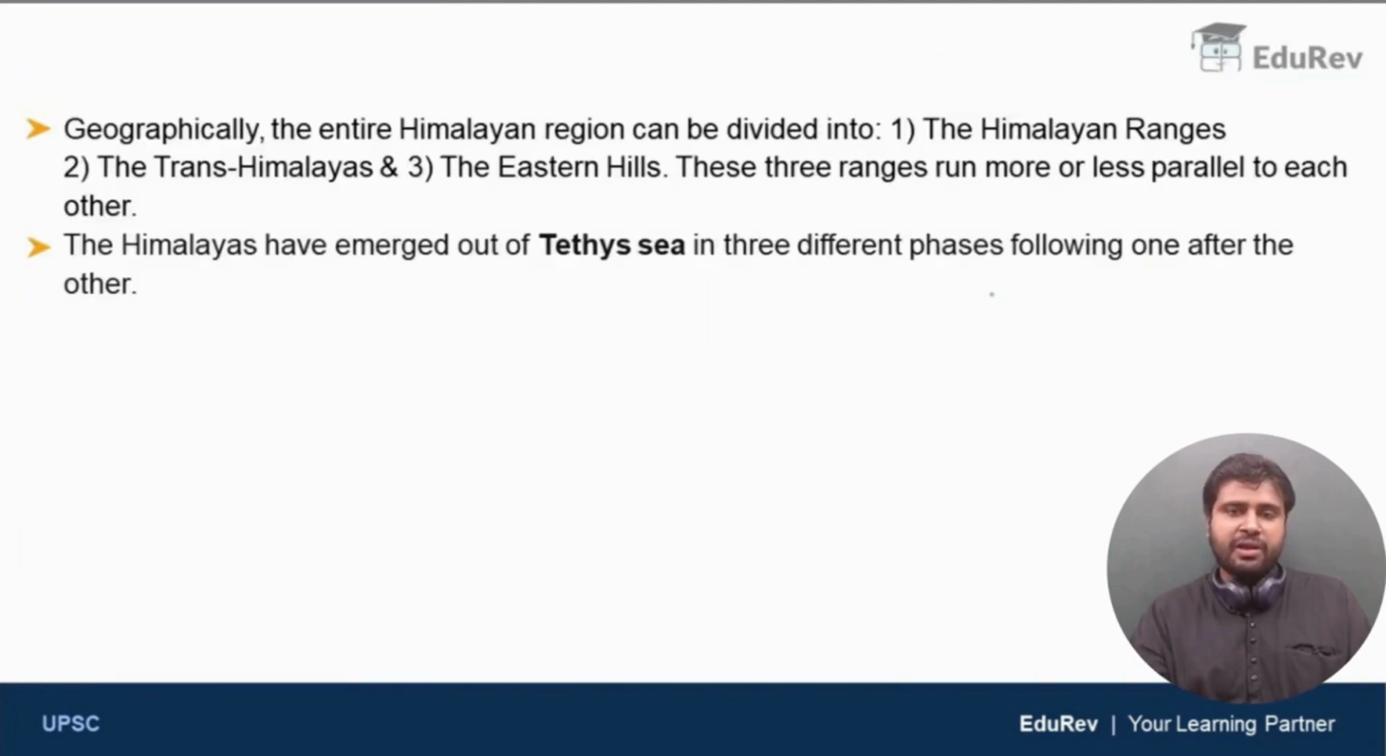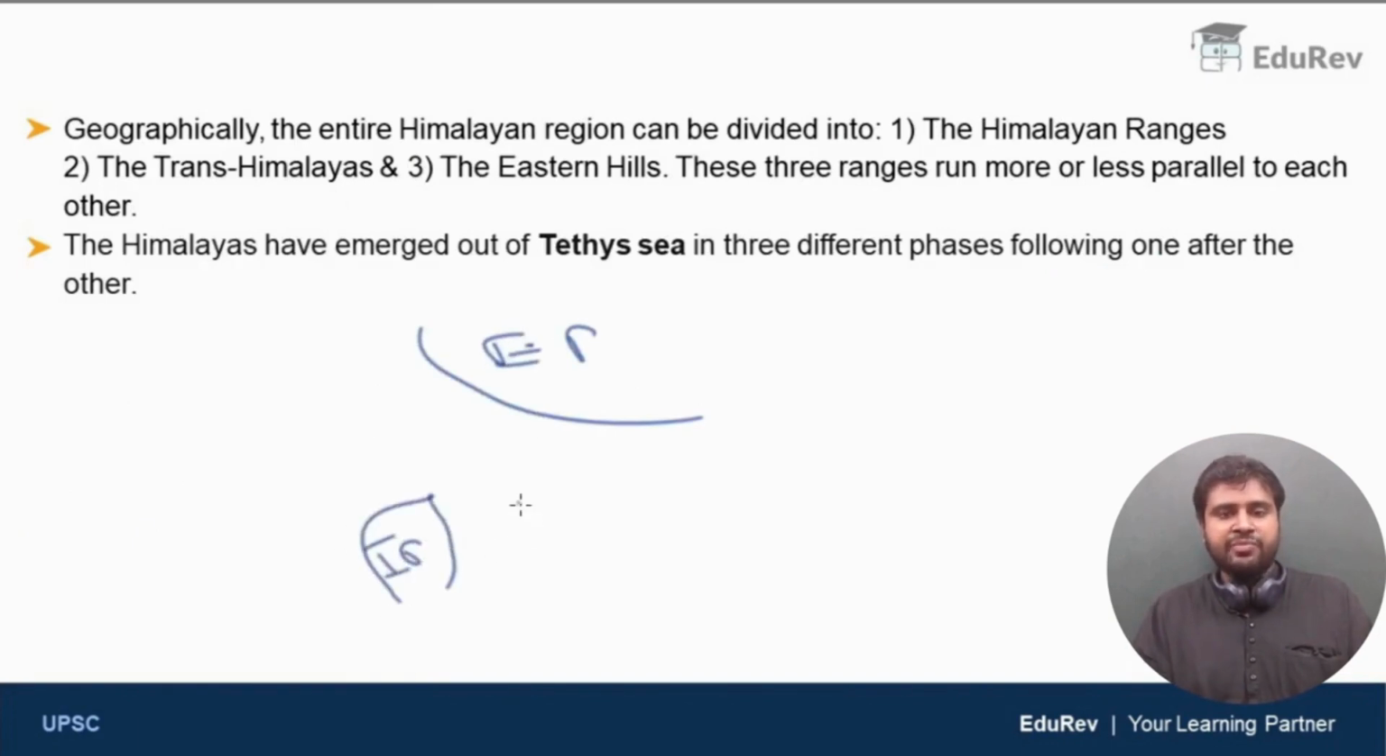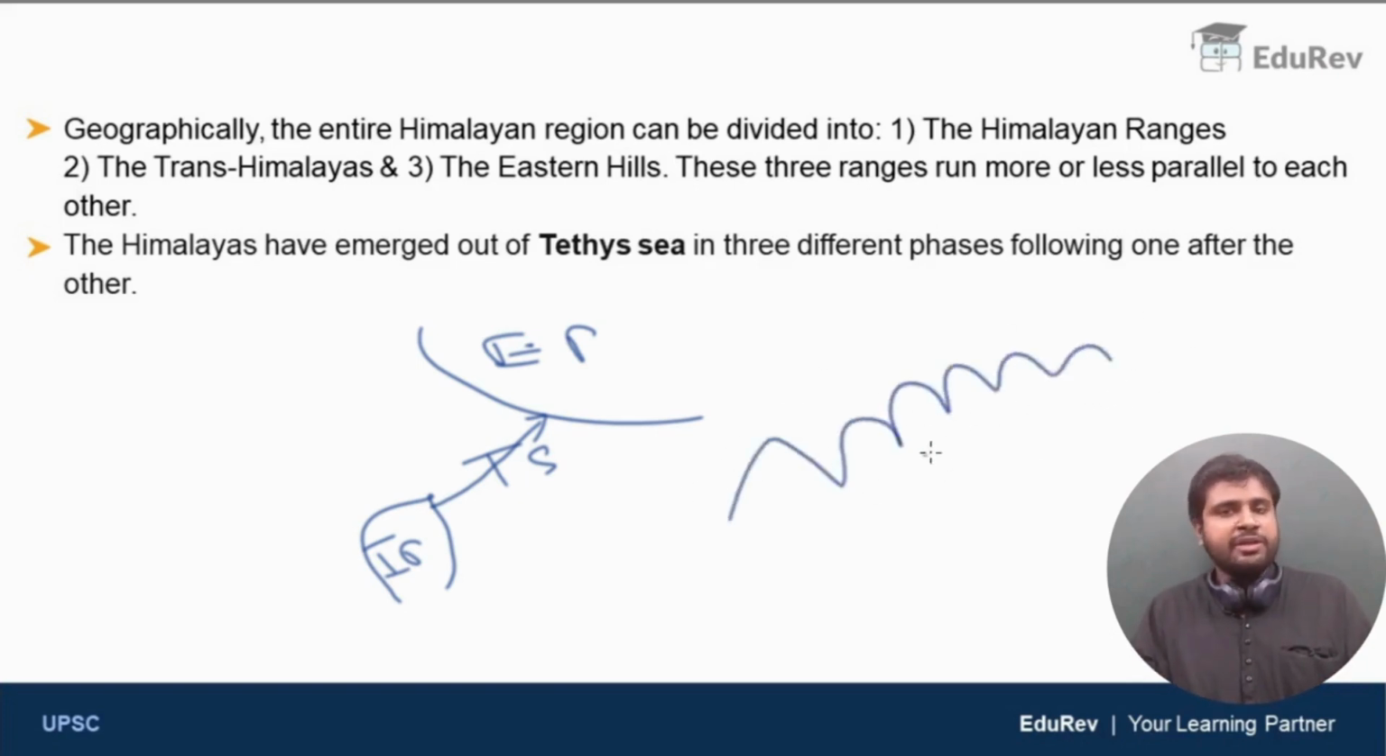Okay, so let me just explain this. Just imagine this is the Eurasian plate and we have the Indian plate here, and in the middle we had the Tethys Sea. Eurasian plate, Indian plate and Tethys Sea. So when the Indian plate came close to the Eurasian plate, the oceanic crust of the Tethys Sea got compressed and then it got uplifted. Now, due to compression, a series of folds formed, which are nothing but the Himalayas. So the Himalayas have emerged out of the Tethys Sea. Himalayas are formed from the oceanic crust of the Tethys Sea.